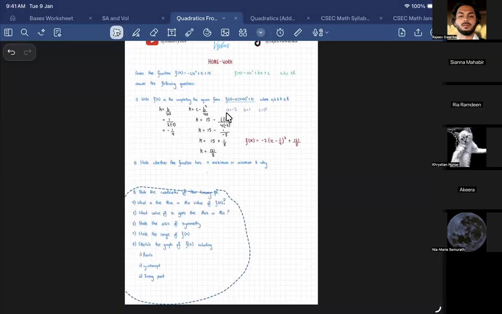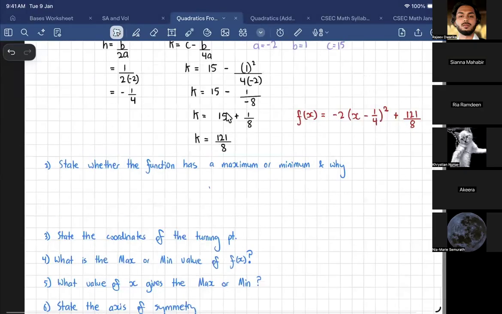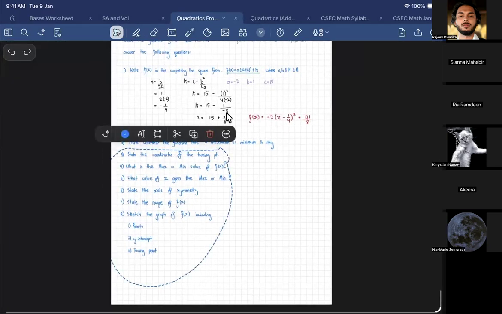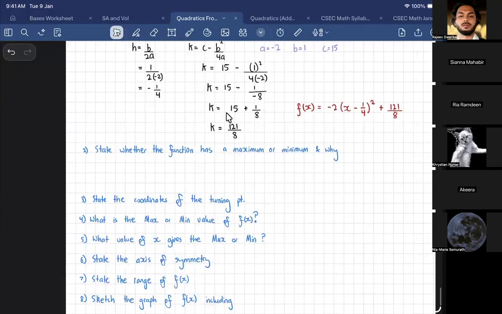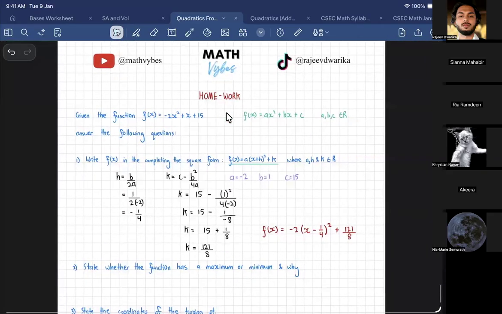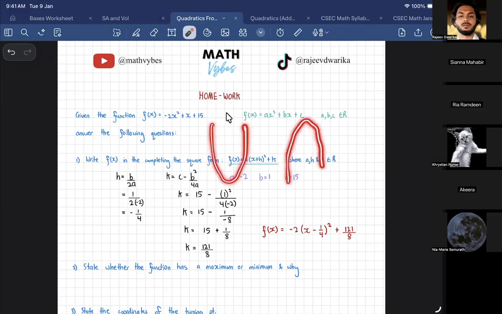So, Christian, I want you to read part 2 for me. State whether the function has a maximum or minimum and why. All right. So, Christian, you understand that this function is a quadratic function, right? Yes, sir. And a quadratic function could either look like this or it could look like this. Yeah? Yes, sir.